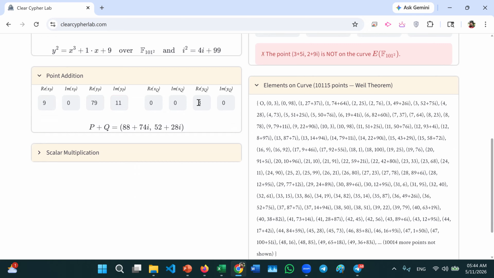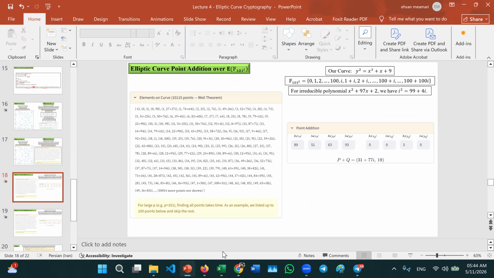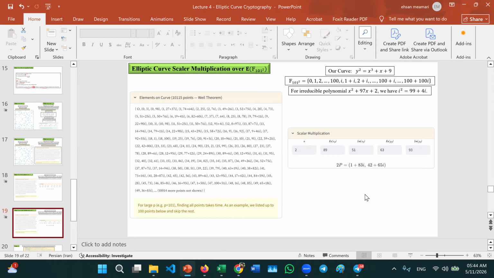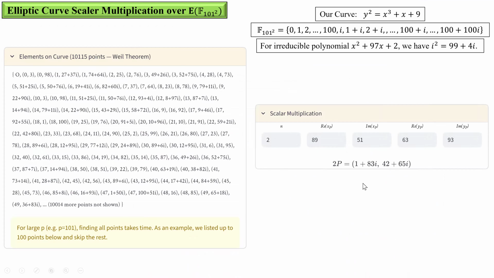So the other point is 3 and 0, which is this one. So addition of these two elements equals this element, right? So you can use this tool to compute this addition. And then we want to discuss scalar multiplication, which is addition of one element to itself multiple times, right?